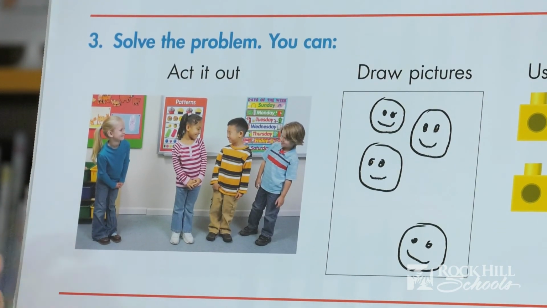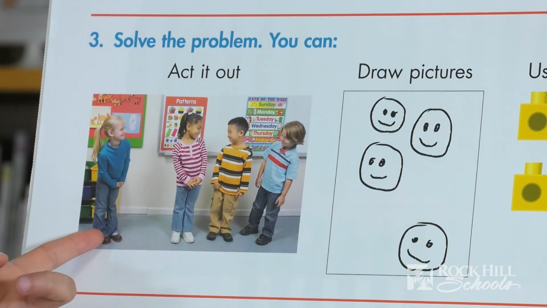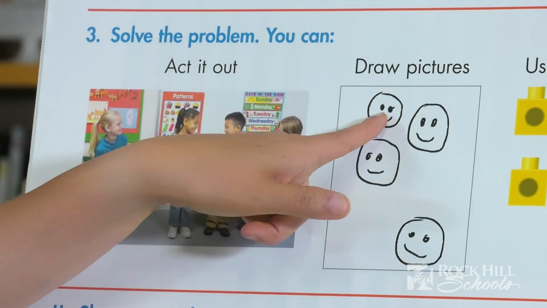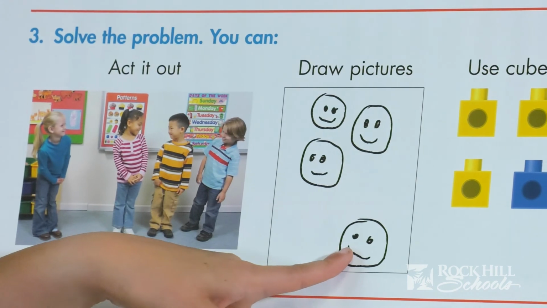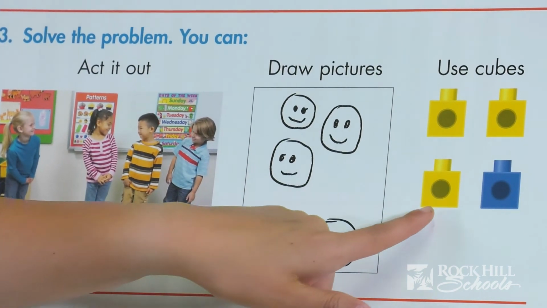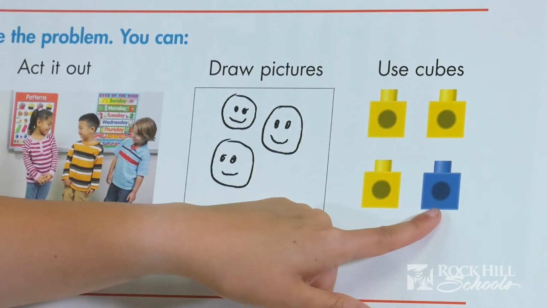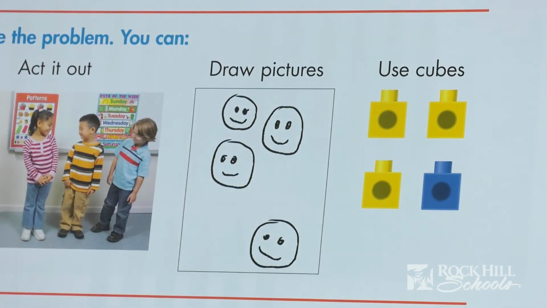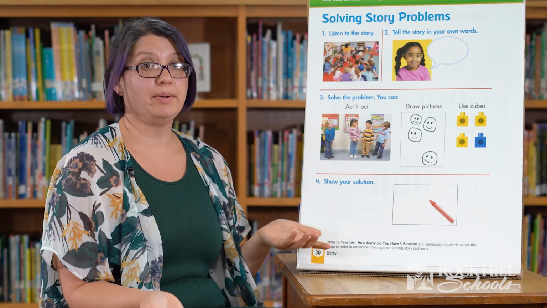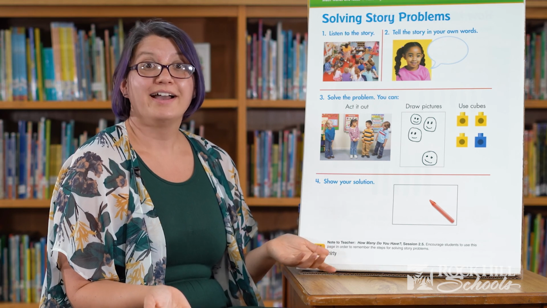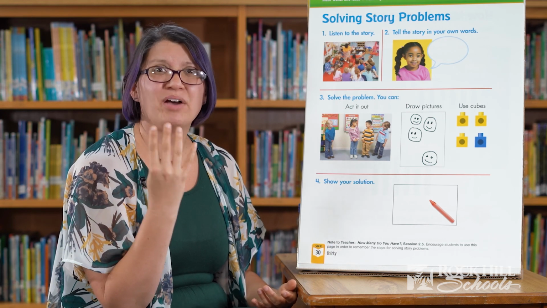Now we have to solve that problem that you just said. Solve the problem. So these kids are acting it out. Or you could draw a picture. Look, they drew 3 kids here, 1 kid here. And then instead they used objects. They used cubes. They have 3 yellow cubes and 1 blue cube. Put them together and how many do you get? So what's our answer? How many kids are there? Yes, 4.